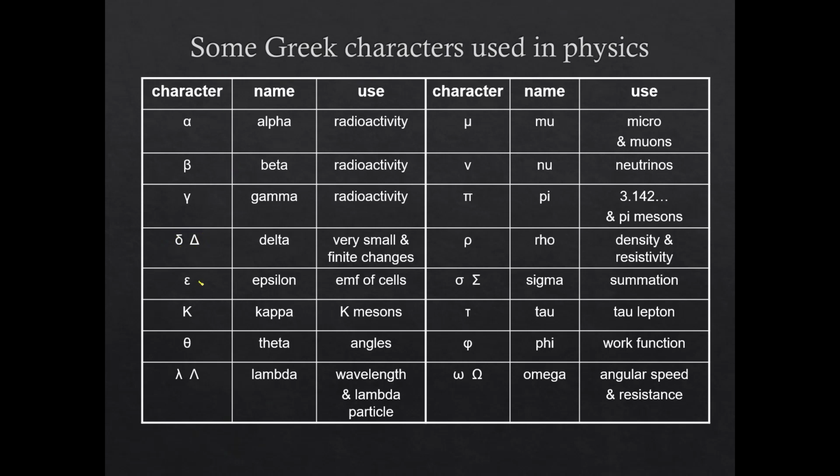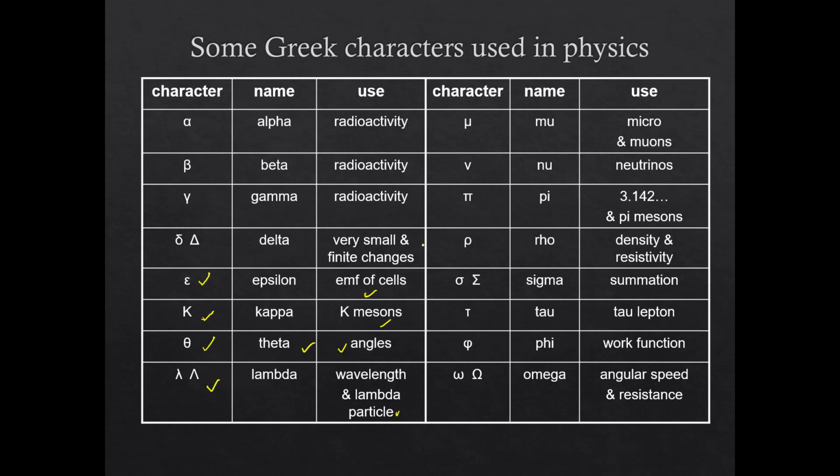Then we have the epsilon. This is normally used for the EMF of cells. We have the kappa for the mesons. This is basically in modern physics. We have the theta. It can be used as an angle. Sometimes it can be used as the temperature. So take note of that. Then we have the lambda. Lambda is normally used for the wavelength and for the lambda particles.